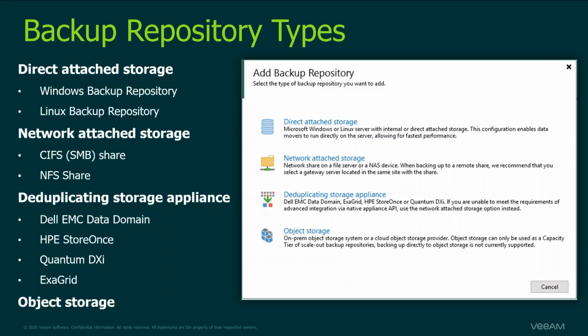As of version 11, object storage can only be used as a part of the scale-out backup repository, on which we will have a dedicated video. The object storage is used to offload the data from the main disk-based repository. So object storage is sort of an archival location, or capacity tier as we call it, where we put an extra copy of data or the long-term GFS retention.